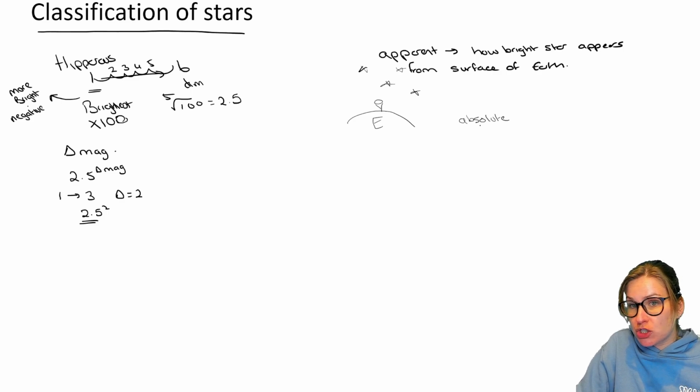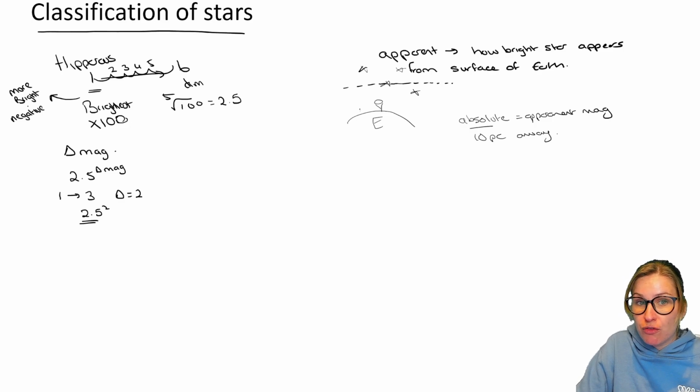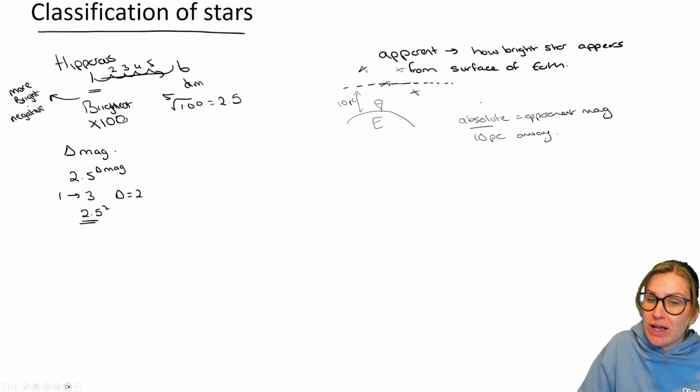The absolute magnitude is equal to the apparent magnitude if all of the stars were at 10 parsecs away. So what we're saying is we basically made all the stars the same distance, 10 parsecs away from the Earth, and then compared how bright they all were to each other. So what is a parsec?